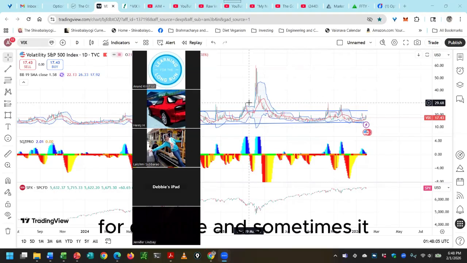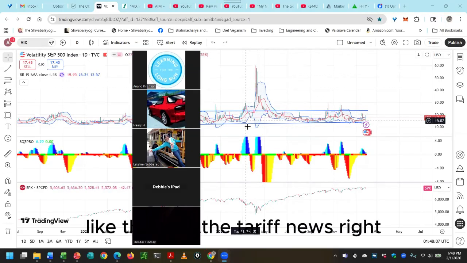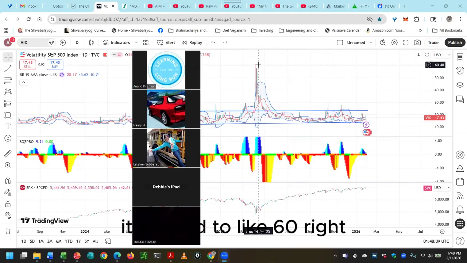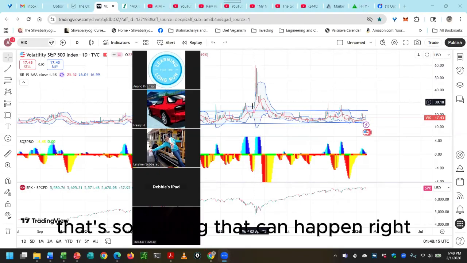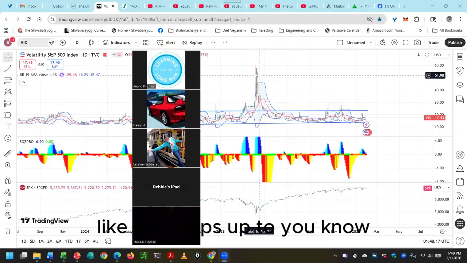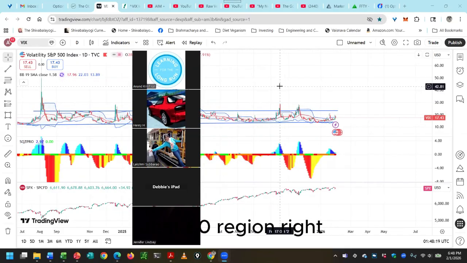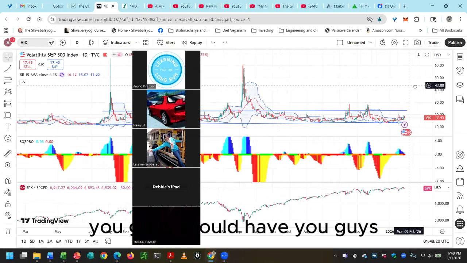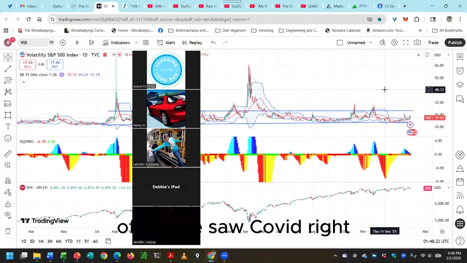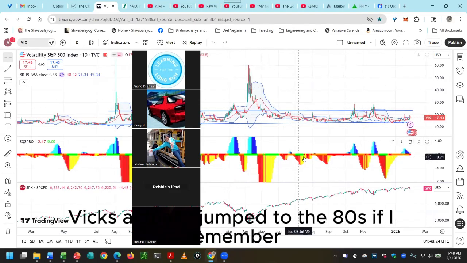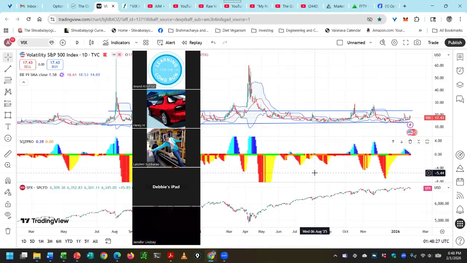And sometimes look at this, like this was the tariff news. It jumped to like 60. That's something that can happen. You guys of course saw COVID, VIX actually jumped to the 80s, if I remember, which is huge.